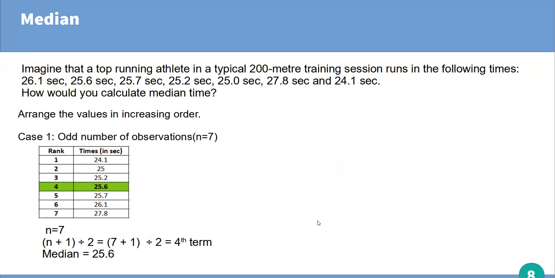Let us consider an example. Imagine that a top running athlete in a typical 200-meter running session runs in the following times. So we have 7 observations. Now calculate the median. The first step is to arrange the values in ascending order. Here is a table which has the timings taken in ascending order. Since there are 7 observations, we have a middle number, that is 4. So n is equal to 7. The middle number, that is the fourth term, gives the median.